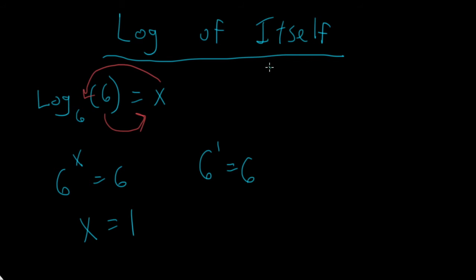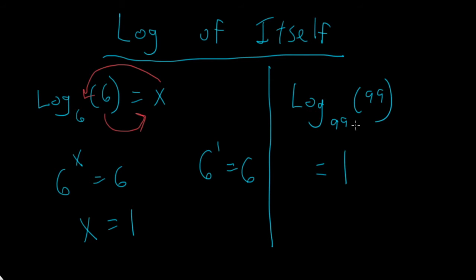Now, of course, this is going to be the same no matter what. So say you have log base 99 of 99, it's still going to equal 1, because 99 to the 1 power is equal to 99. So the log of itself is always 1.